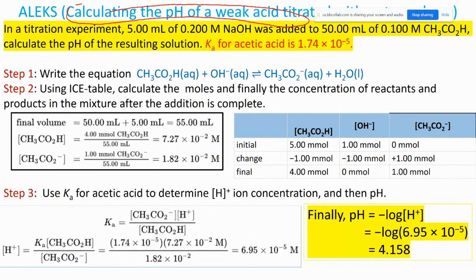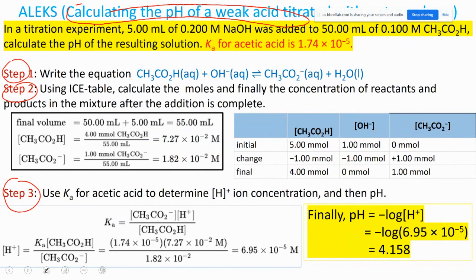Lots of work going around, but what I've done here is to make your life easy. I have broken this down into steps. So this is my step one, this is my step two, and this is my step three. And I would like you to at least start out with these steps, right? That you're at least comfortable with all these steps.